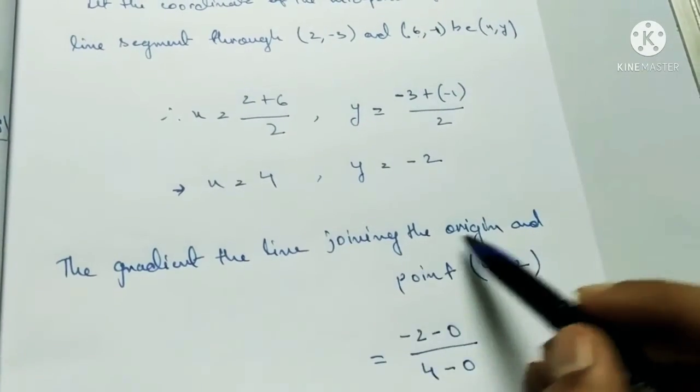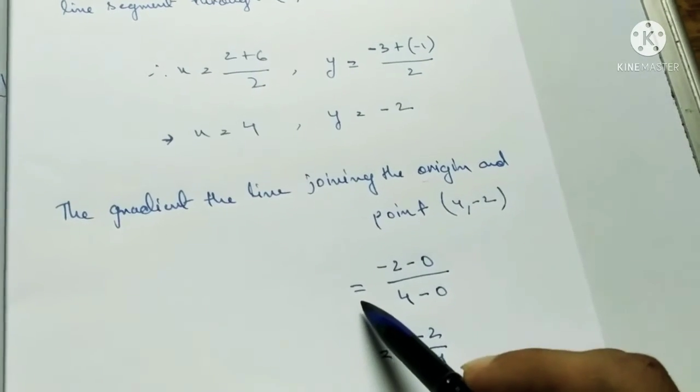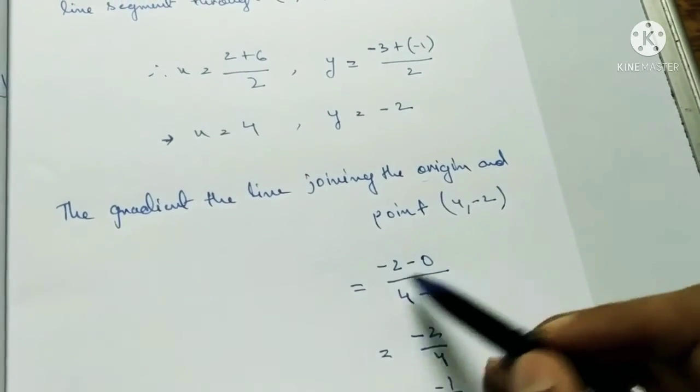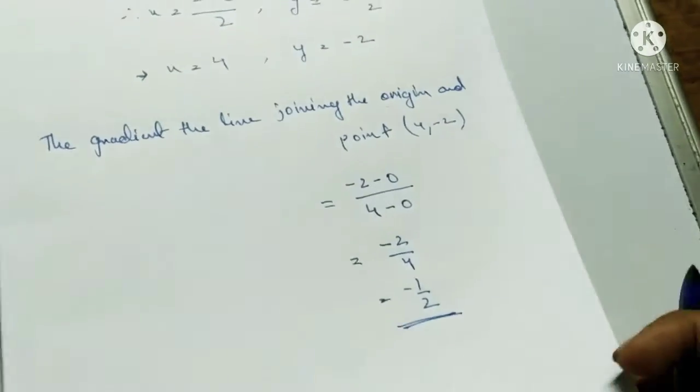So the gradient of the line joining the origin and the point this will be equals to (minus 2 minus 0) by (4 minus 0), which is ultimately minus 1 by 2. This is the answer.